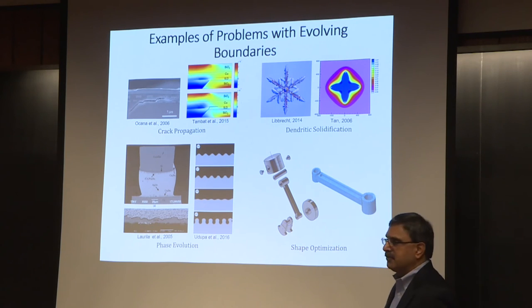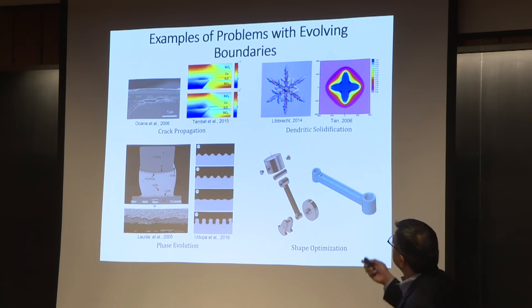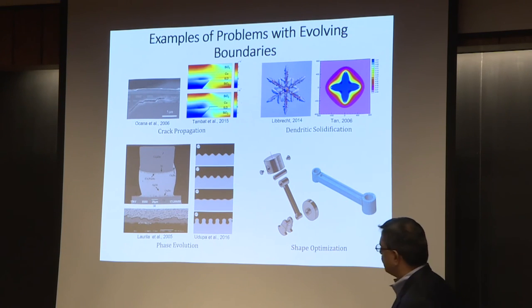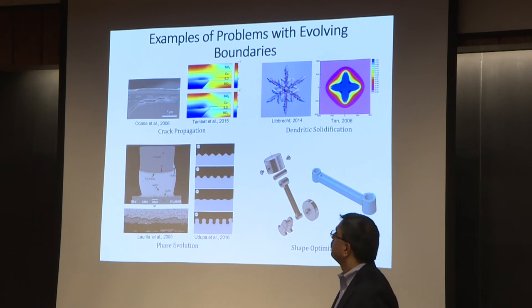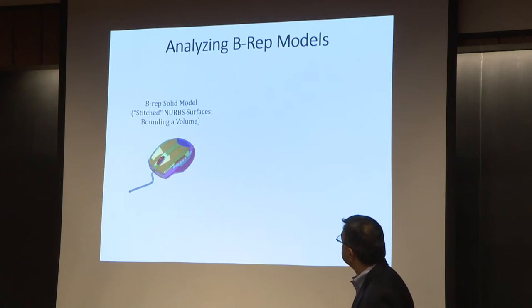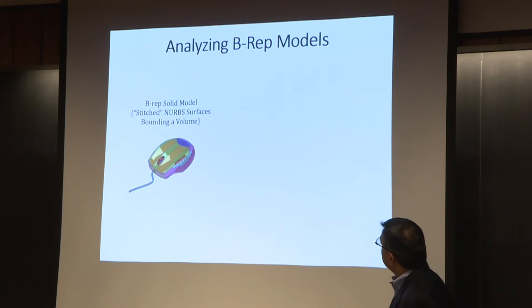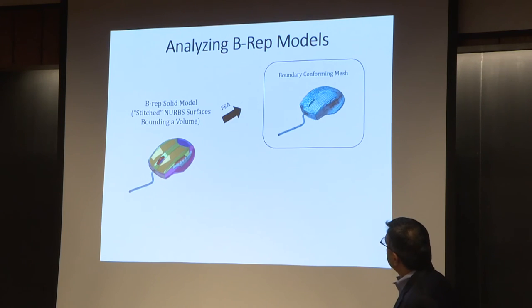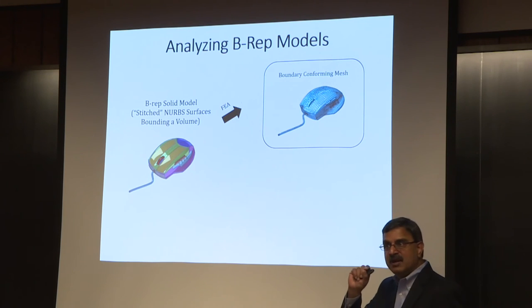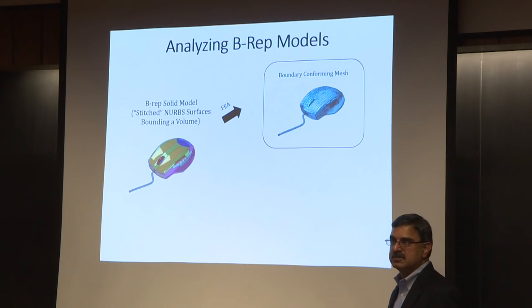And with an implicit geometry, as you will see, and these are all examples of problems with evolving boundaries: cracks, solidification, intermetallic growth, shape optimal design. These are all examples of problems with evolving boundaries. So normally, when you use BREP models, what you would have to do is to start with a skin, mesh the interior, then do the analysis. Now, meshing is not always easy if your parts are very intricate and they have thin parts. It's very hard to mesh thin parts.